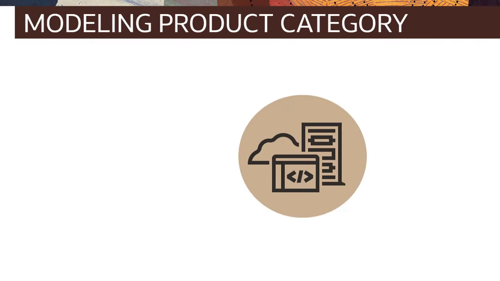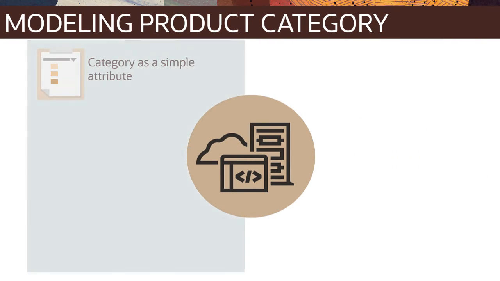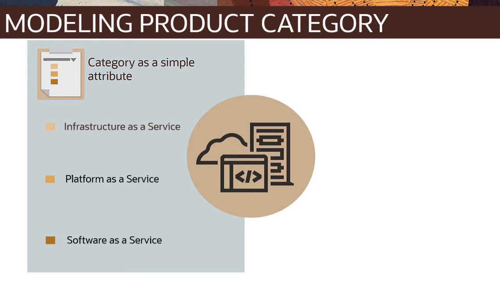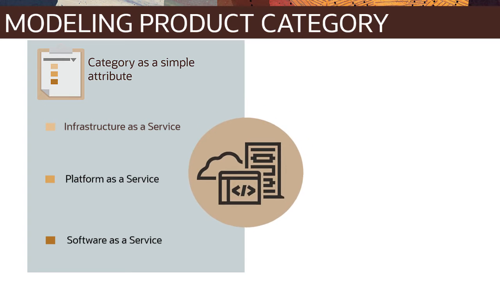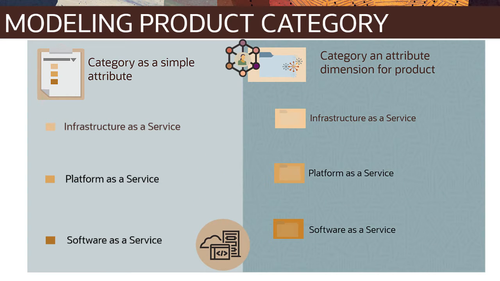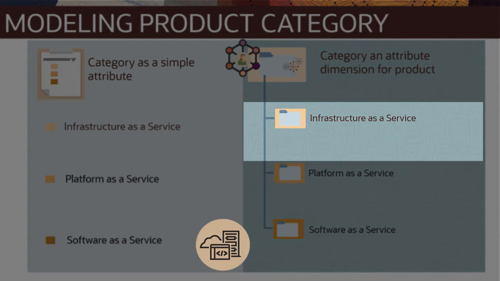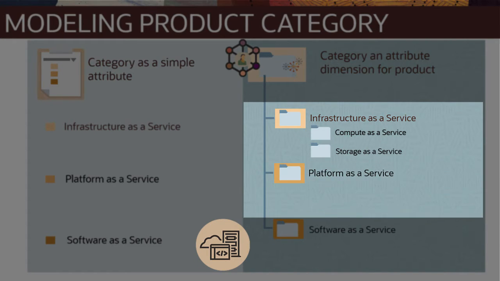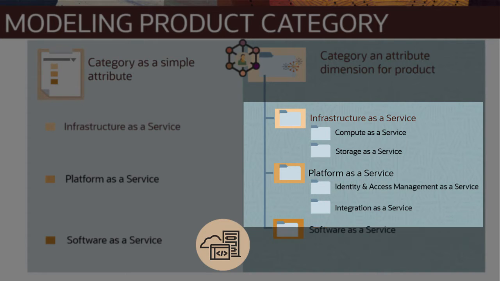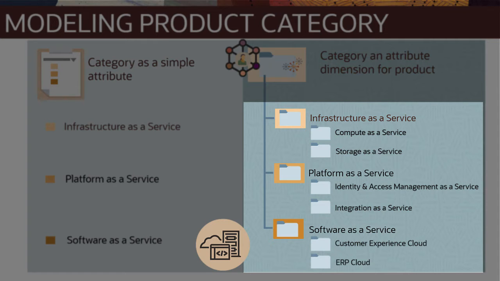metadata. For example, you could extend your product category modeling beyond simple category attributes, like infrastructure as a service, platform as a service, and software as a service, by defining an attribute dimension for product. This expands product categories into granular hierarchies in which, using Oracle as an example, infrastructure as a service could contain compute as a service and storage as a service. Platform as a service could contain identity and access management as a service and integration as a service. And software as a service could contain customer experience cloud and enterprise resource planning cloud.